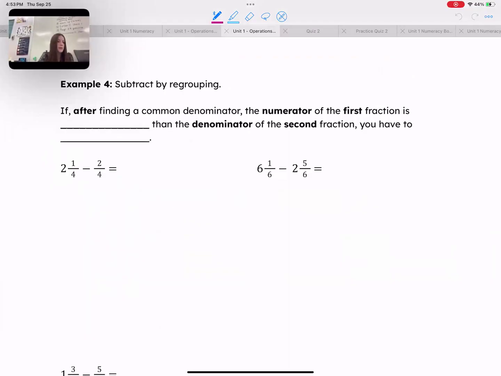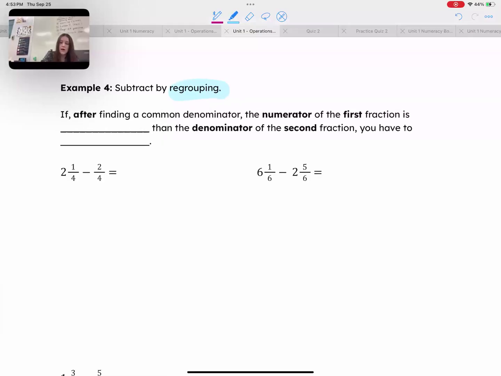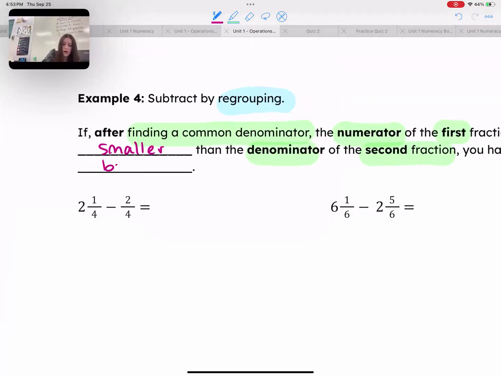Subtract by regrouping. We're going to do regrouping here today. So if after finding a common denominator, the numerator of the first fraction is smaller than the denominator of the second fraction, you have to borrow. This is going to be a process.